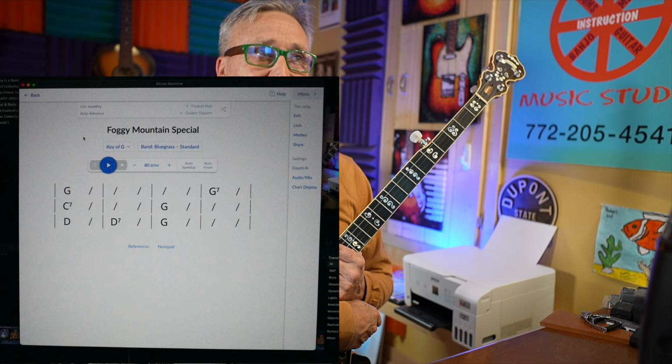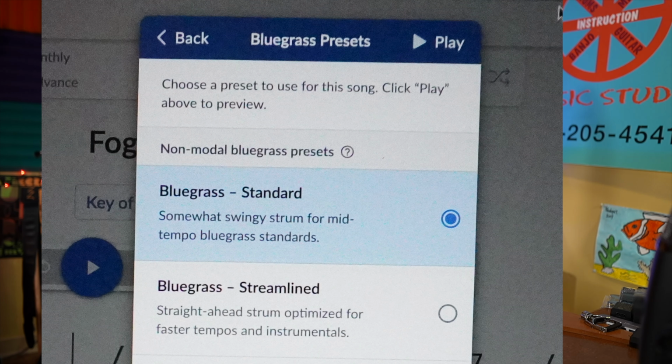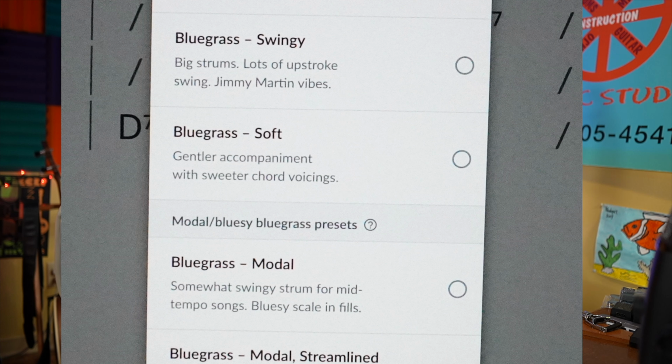That was Blue Ridge Cabin Home, set at 80 BPMs on my Strum Machine. And I had some people asking me about what my settings were. So on your Strum Machine, if you have it, there are a number of different rhythm options you have. You have Bluegrass Standard, which I think is what was just played. Streamlined is more straight ahead, a little less bouncy feel. That's for faster songs. Swingy would be for the slower to medium type songs.